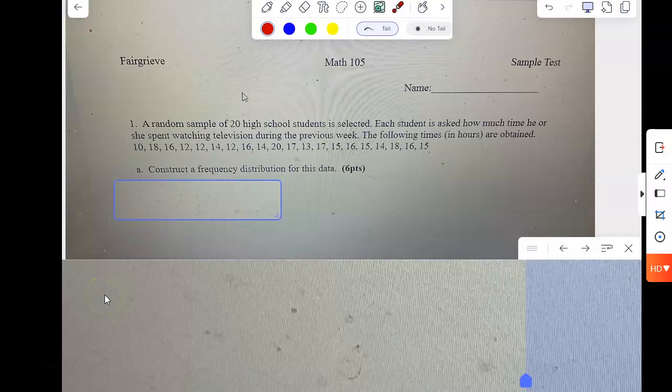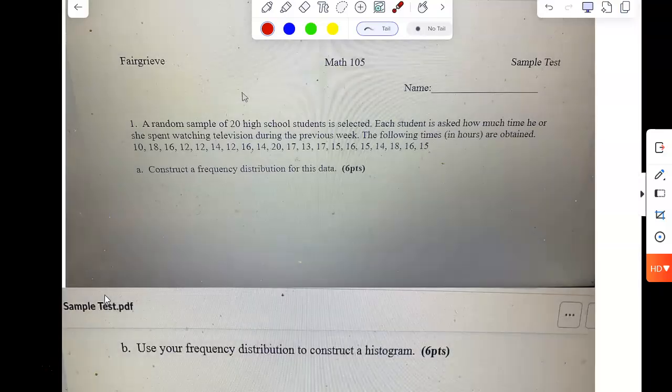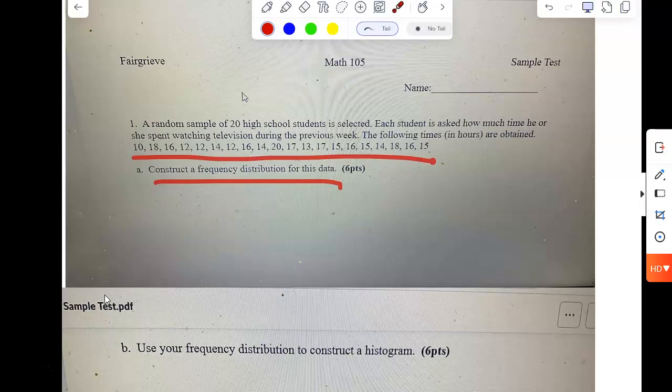All right, welcome. In this video, we're going to take a look at the sample test and how to do these problems. So up first, we have the problem where we're asked to make a frequency distribution. We're given this set of data here. This is a standard frequency distribution, not the grouped. So we're going to have one data value for each of our entries.